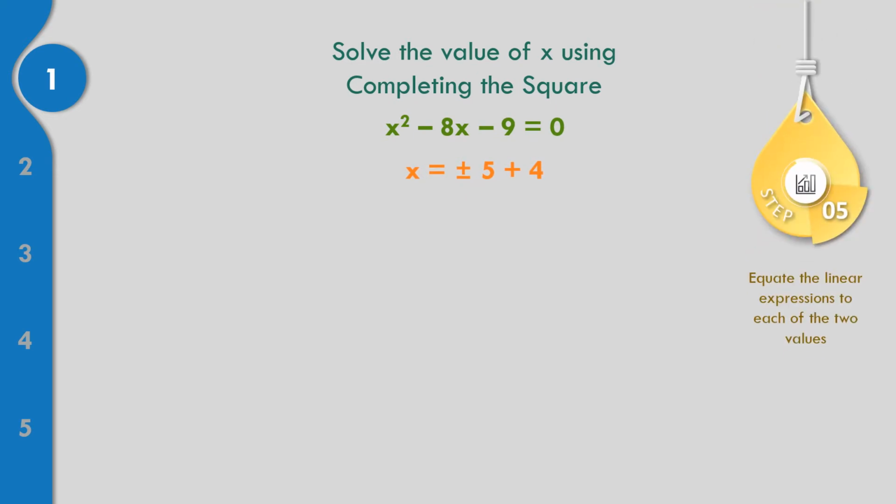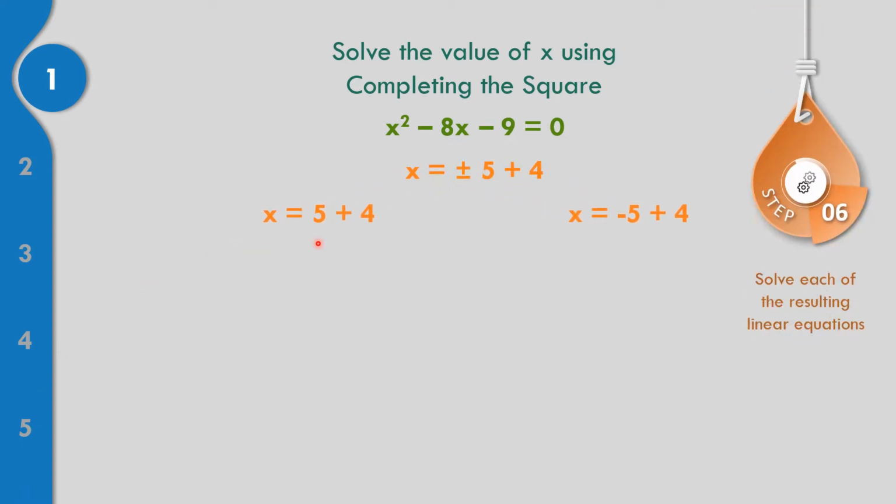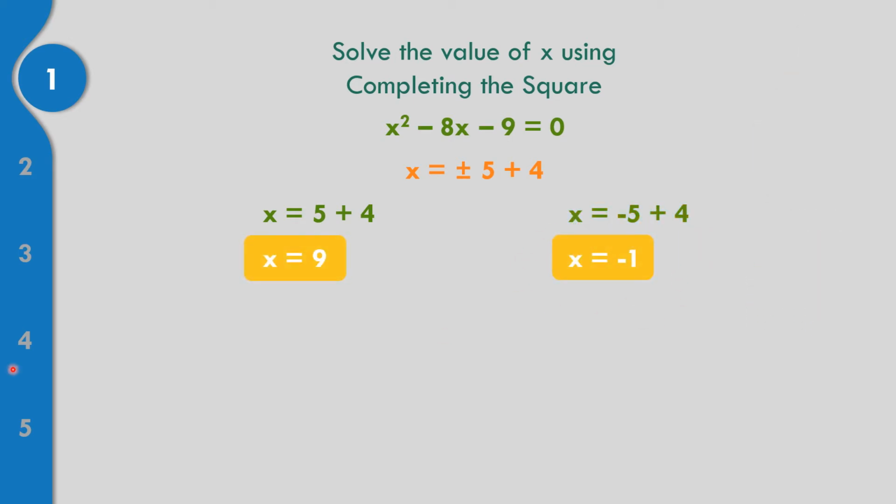So let us solve now. Let us equate the linear expressions to each of the two values. The first value is 5 plus 4, and the second value is negative 5 plus 4. So 5 plus 4 is equal to 9. Negative 5 plus 4, subtract, copy the sign of the larger number, so that is negative 1. So the solutions are 9 and negative 1.